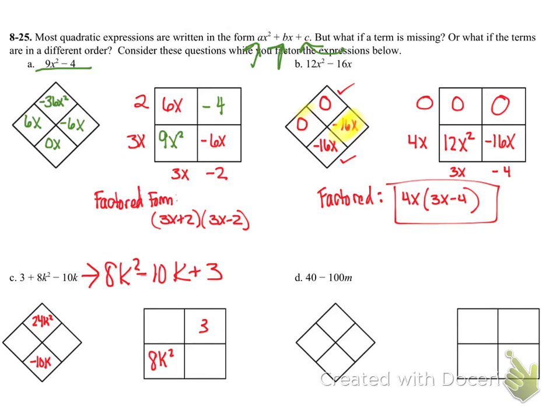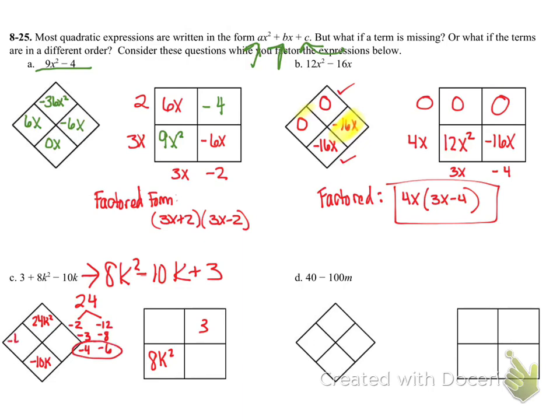Okay, two numbers that multiply to 24 and add to a negative 10. So I know they both have to be negative. Well, what about negative 2 and negative 12? No, because they would add to a negative 14. Okay, what about negative 3 and negative 8? Nope, closer, but no, just no. Okay, what about negative 4 and negative 6? Hey, there we go. We got a winner. Our negative 4 and our negative 6.